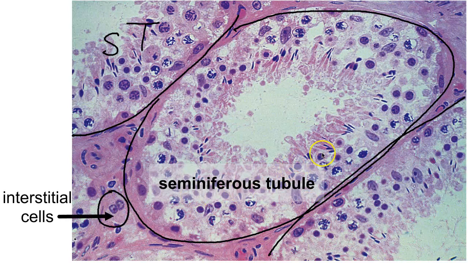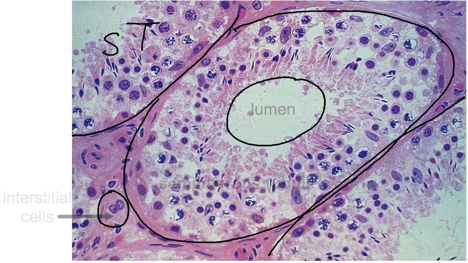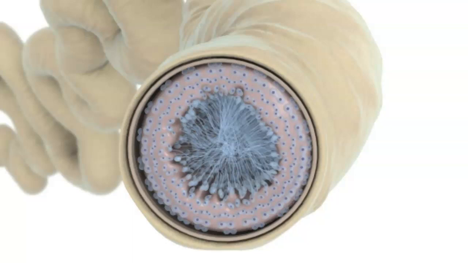And so in the seminiferous tubule, we can see it's an actual tubule. In other words, it's hollow in the middle. And this hollow inside of the tubule is known as the lumen. So here's another view through a seminiferous tubule. And we know that seminiferous tubules produce sperm.